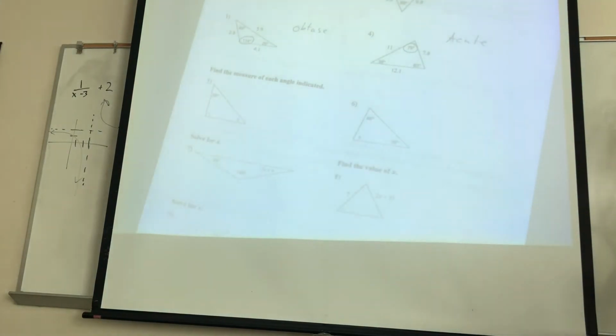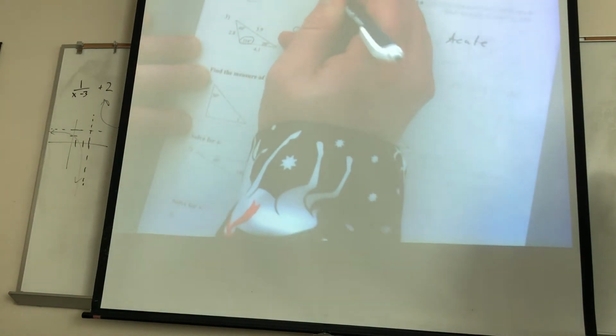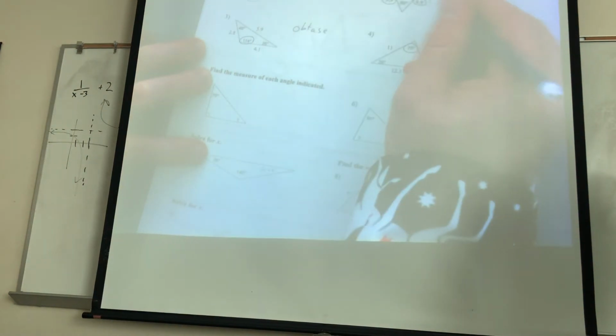Then when you go back and you take a look at the sides, you just see how many are equal. On this one, we have 2 sides that are equal. So this is an isosceles triangle. On this one, all of them are equal. It's equilateral.